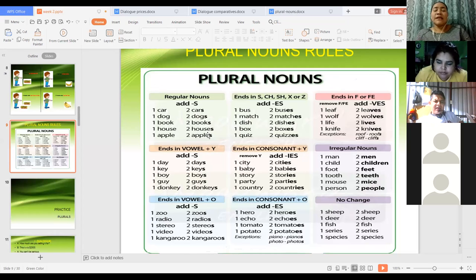So let's see the second one. Every noun that ends in S, CH, SH, X, or Z, you are going to add ES.